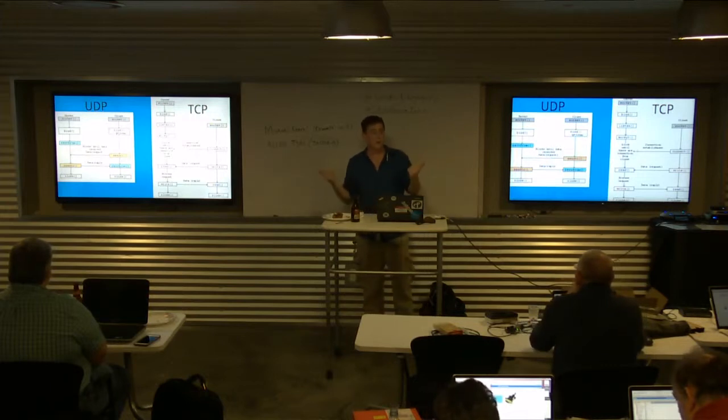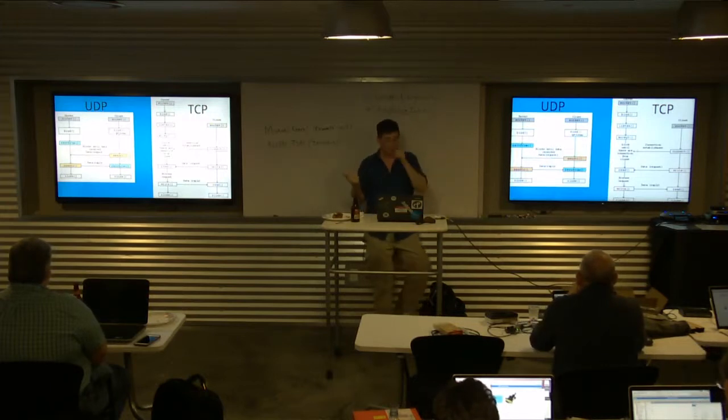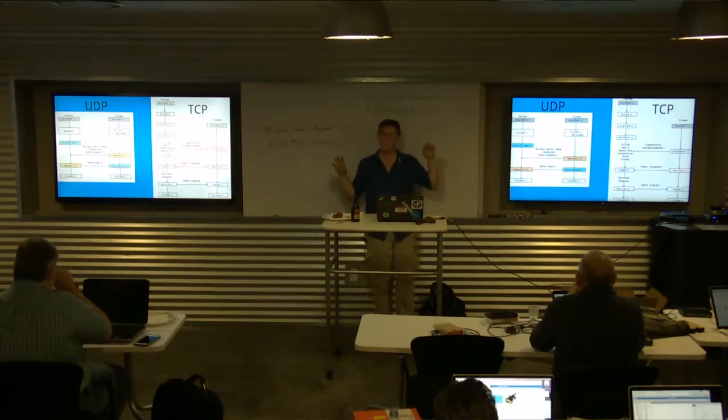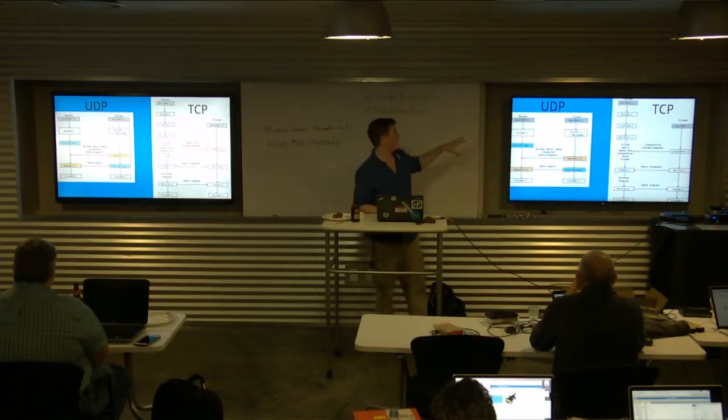This is what a socket connection looks like in UDP and TCP. You'll notice that the UDP one is smaller than the TCP one. That's because it's simpler to implement. So a typical UDP connection goes like this. Both sides open up a socket.